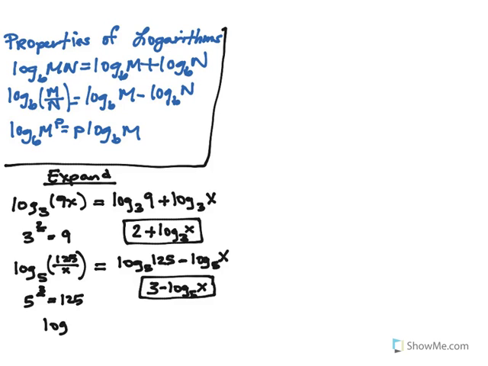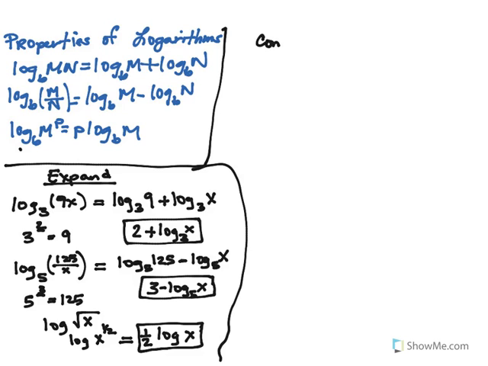Now, what if we have log of the square root of x, and we need to expand this? Log square root of x is really log of x to the 1/2 power. So you have something raised to an exponent, and you're going to use the last rule of logs. That exponent is going to come down and become the coefficient. And that is going to be it for expansion.